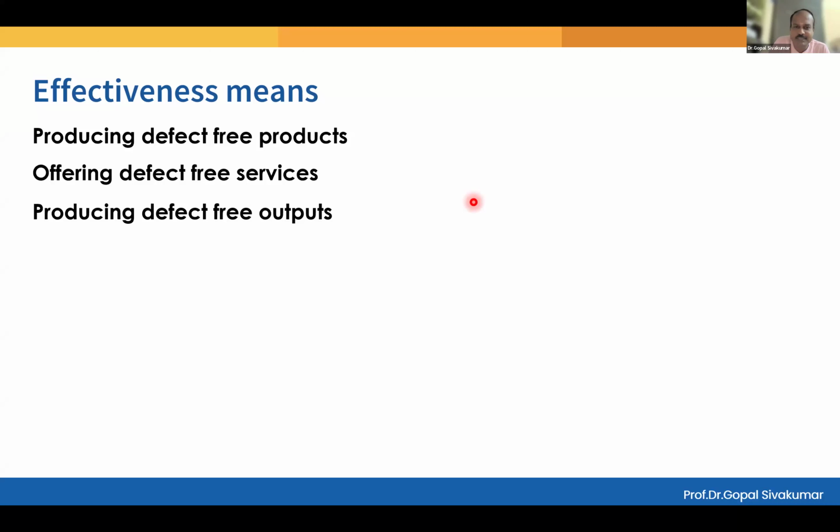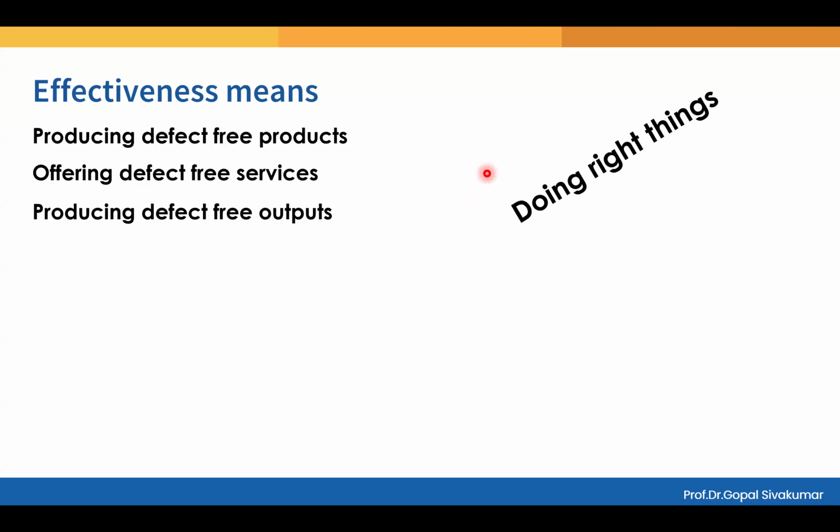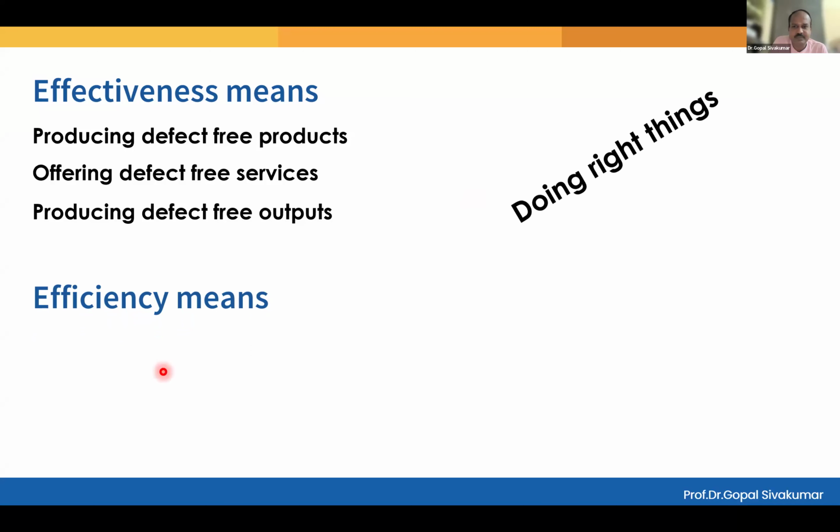Doing things right the first time is Six Sigma. No rework allowed. Now, what do you mean by efficiency? Efficiency means reducing the waste. That means consuming exactly the required resources.